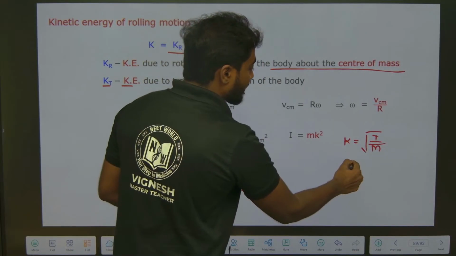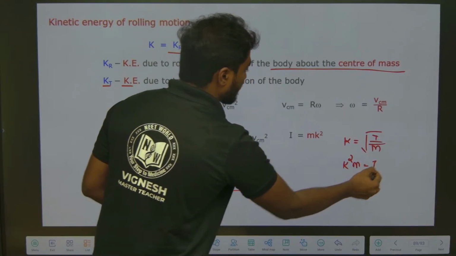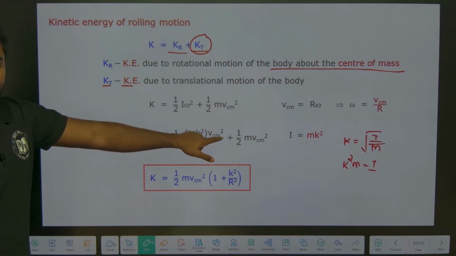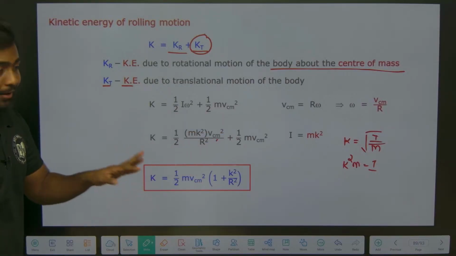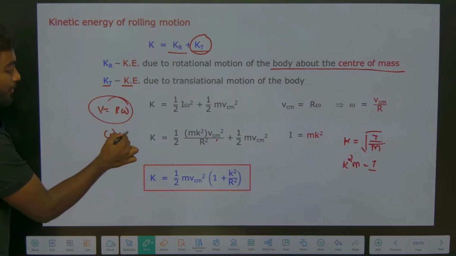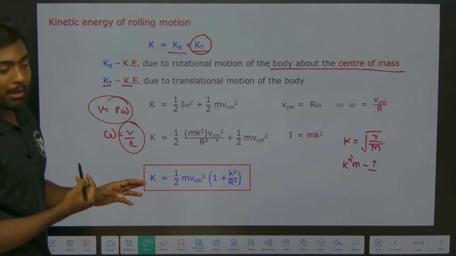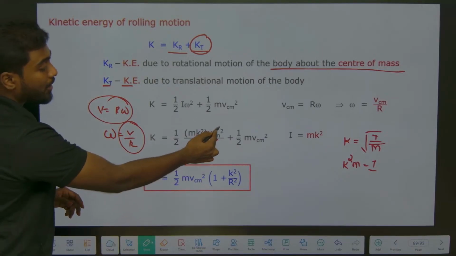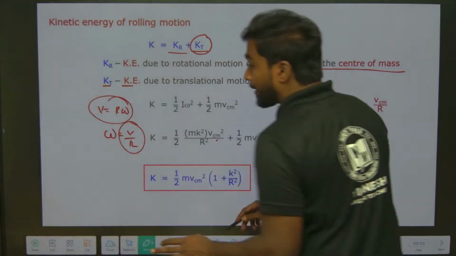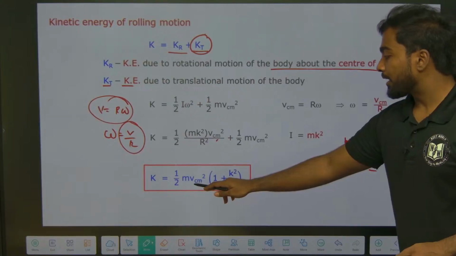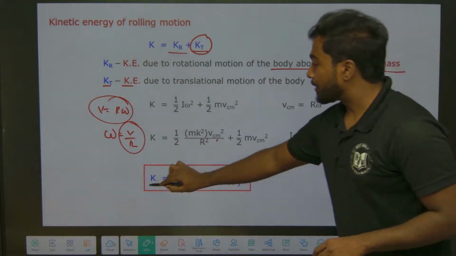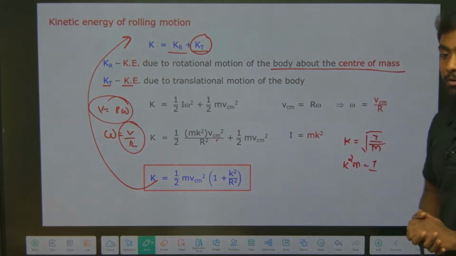So I is k square into m. So it is m into k square into v square by r square, since v equals r omega, where omega is v by r. So half m k square times v by r the whole square, plus half mv square. The final formula is K equals half mv square into 1 plus k square by r square. This formula is for the kinetic energy of rolling motion.